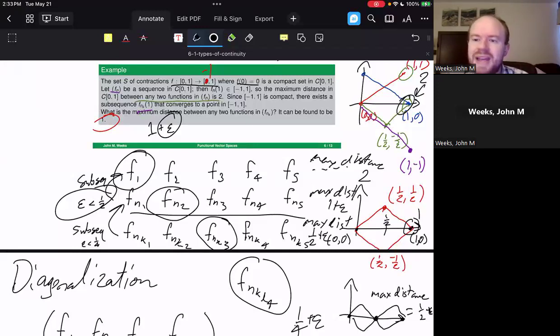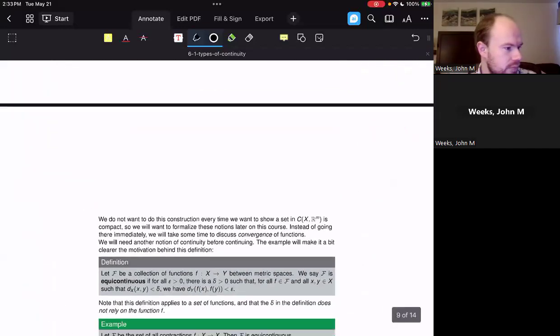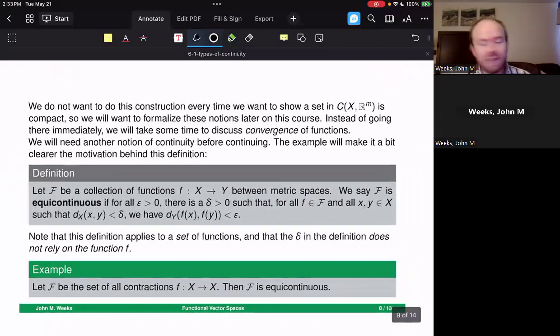But I wanted to highlight what that is so that when you see that in the reading assignment for that week, you're not taken aback. This is the type of argument that we are using here. This is diagonalization. So again, we do not want to do this every single time. So we're going to take a little bit to talk about equicontinuity. And I'll bring this up again in a future talk. I really just wanted to give an understanding of what is motivating some of our push forward here. But when we get to our Arzelà-Ascoli theorem, I'll give this notion of equicontinuity once more.